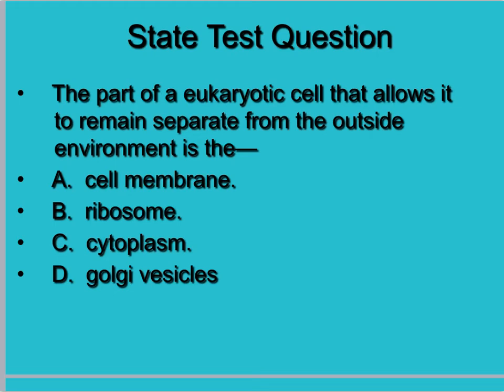The part of a eukaryotic cell that allows it to remain separate from the outside environment is what? The cell membrane, ribosome, cytoplasm, or Golgi vesicles? So, remains separate from the outside environment, that should be the cell membrane.